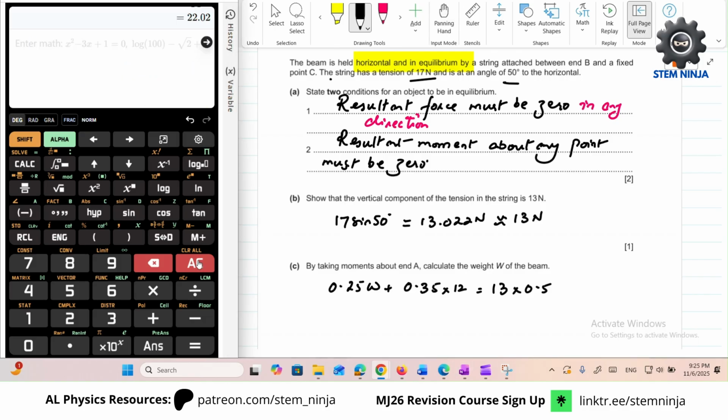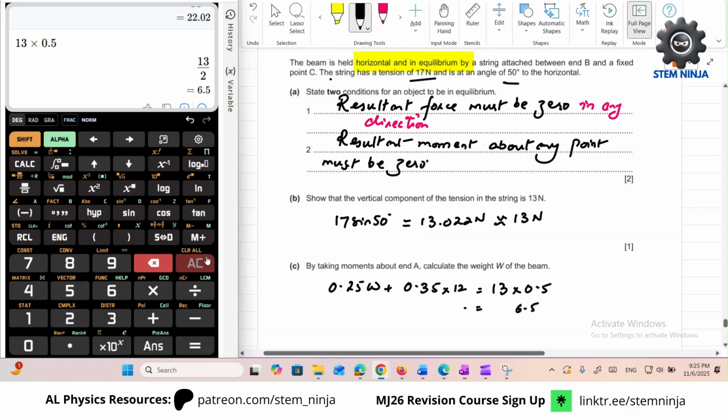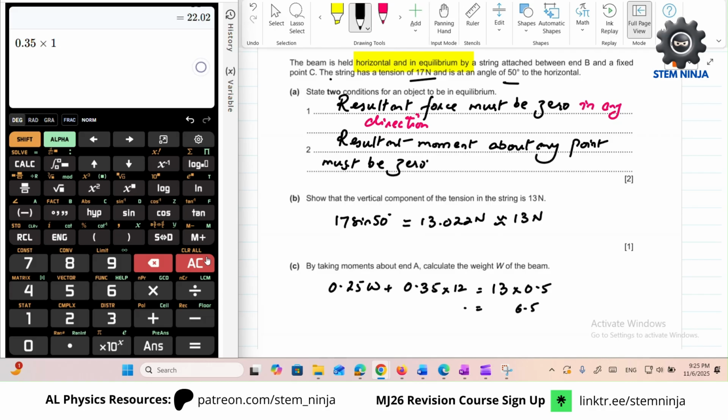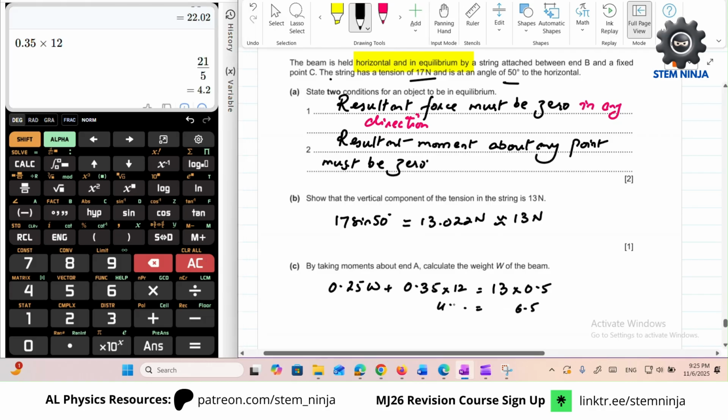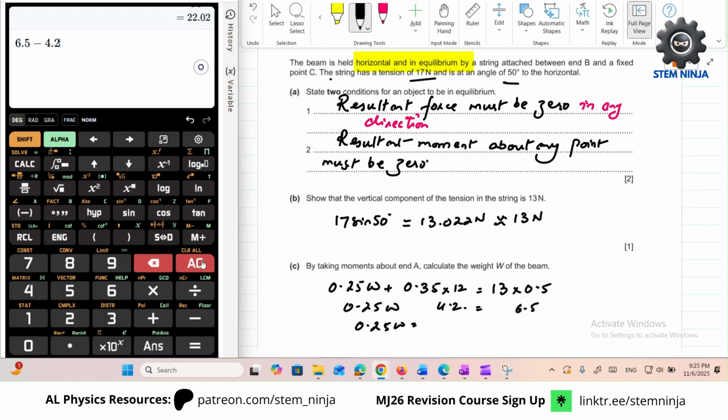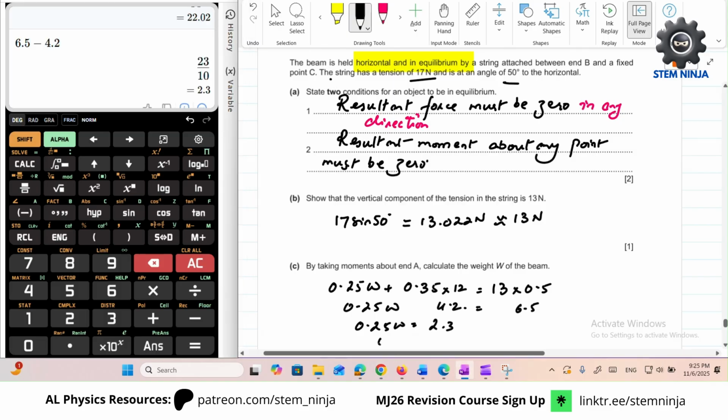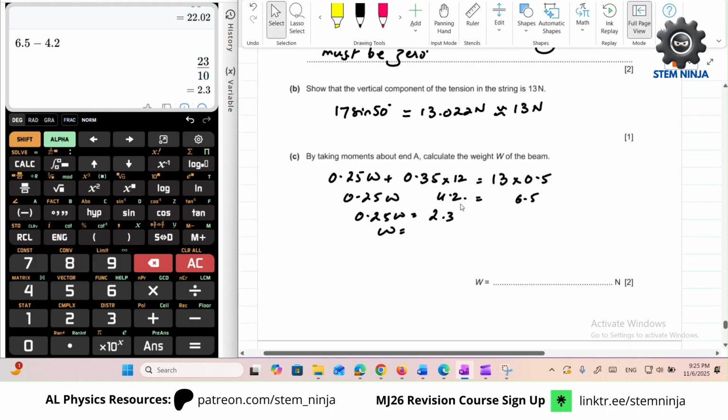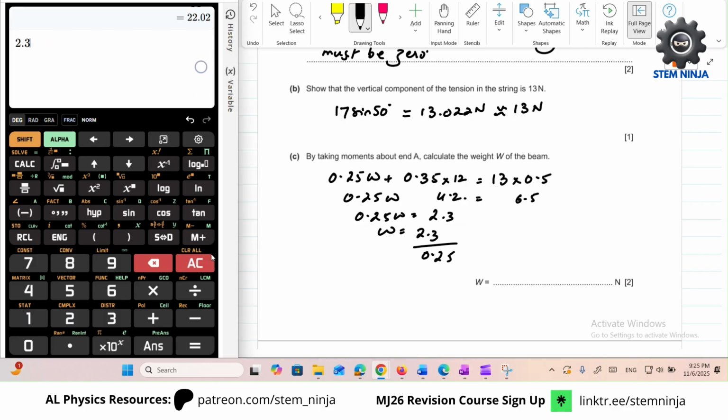So, oh no, sorry, wait. 13 times 0.5 is 6.5. 0.35 times 12 is 4.2. So this is going to be 6.5 minus 4.2, 2.3. So W would be 2.3 divided by 0.25. So this is 9.2.